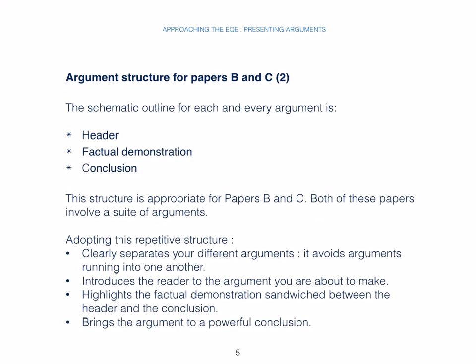In more detail, the schematic outline for each and every argument in papers B and C is header, factual demonstration, which is a fact-driven argument, and conclusion. This structure is appropriate for papers B and C because both of these papers involve a suite or a sequence of arguments, and adopting this repetitive structure helps you to clearly separate your different arguments. It avoids arguments from running into one another.